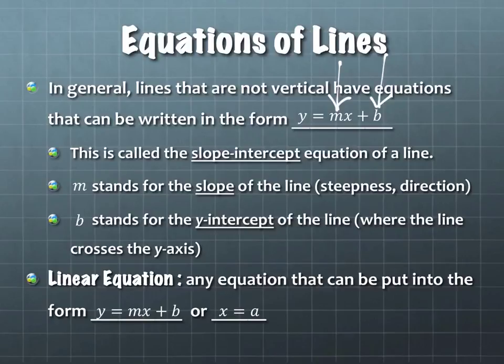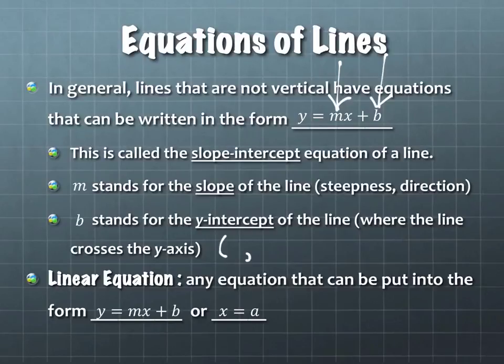M stands for the slope, steepness, and direction. Direction is indicated by it being positive or negative. Steepness is indicated by the size. Bigger numbers, whether they're positive or negative, actually large numbers indicate a steeper slope. Smaller numbers like 1/2 or 0.2, they're going to be a very shallow slope. We're going to do more with slope here in just a second, further on the paper below.